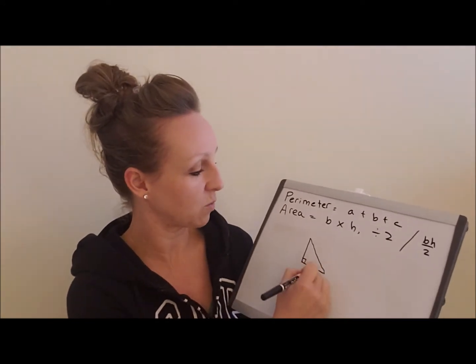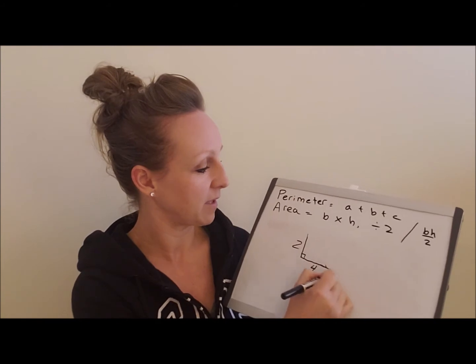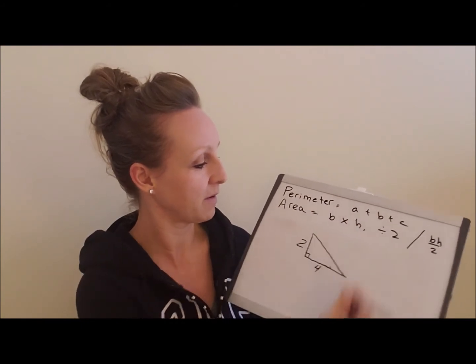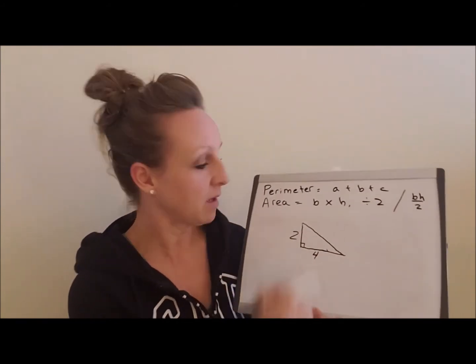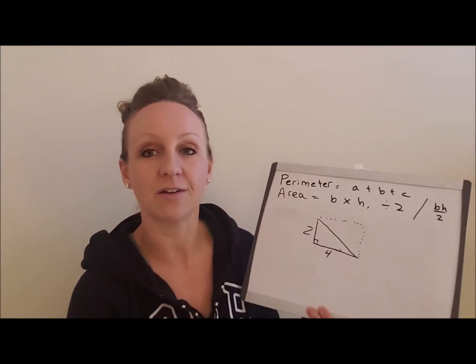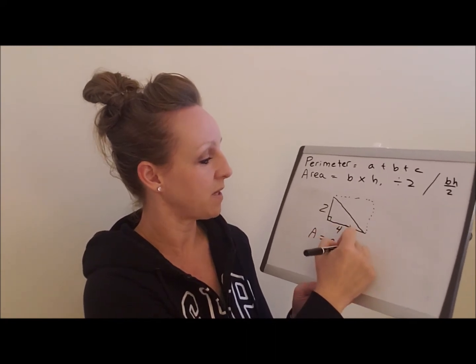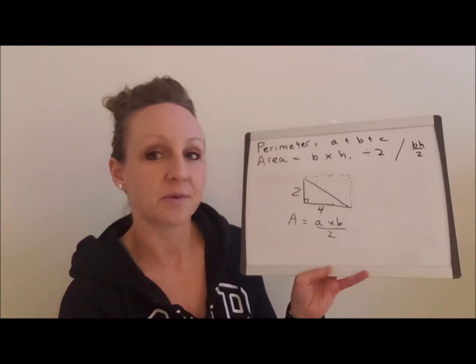Let's pretend that this one side is worth 4, this one side is worth 2. Okay? 4 and 2. Keeping in mind that if we flipped it, it would look like a rectangle. So we need to look at our formula. Area equals A times B divided by 2. So I'm going to fill in my numbers.